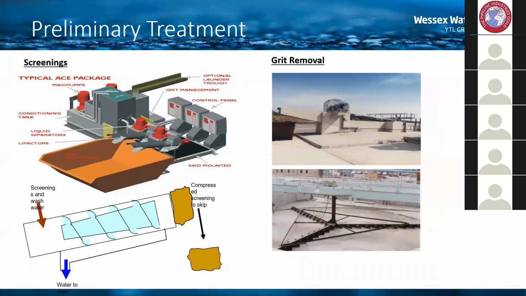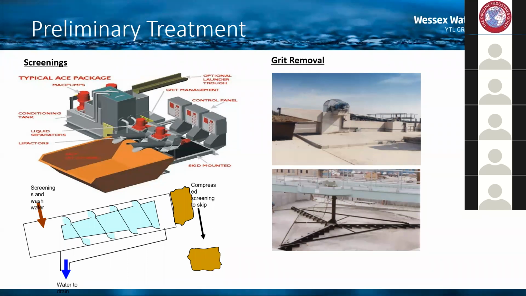On this slide, we can see at the bottom an example of a compactor. Again, as the name suggests, it compacts the rag and squeezes all the water out of it. The water that comes from the rag screenings is returned back through the works for treatment, and the screenings are dropped into a skip and taken off site for composting.